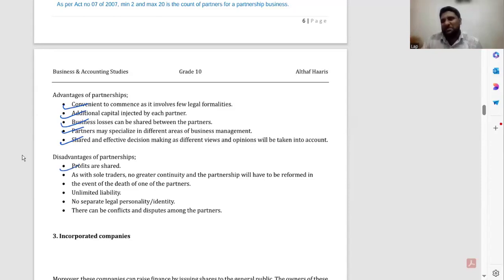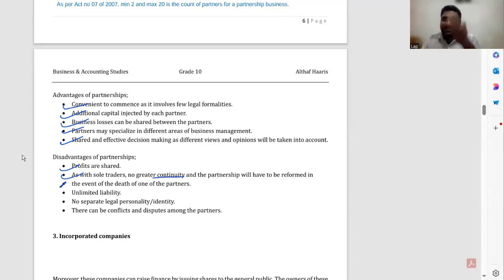Disadvantages: profits are shared. If you have 5 lakhs profit in a sole trader business, I will enjoy 5 lakhs alone. But in a partnership business, if there are 5 people, 100,000, 100,000, 100,000, for me also 100,000. Unlike the sole trader, there is no continuity of existence. If a partner dies or becomes mentally unsound, the business also collapses.